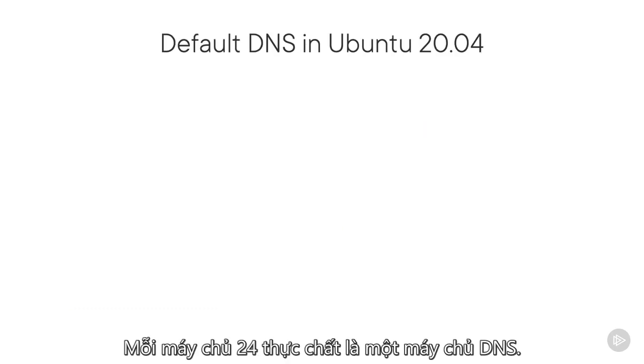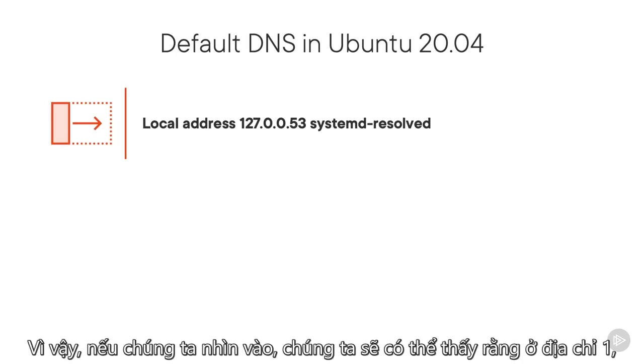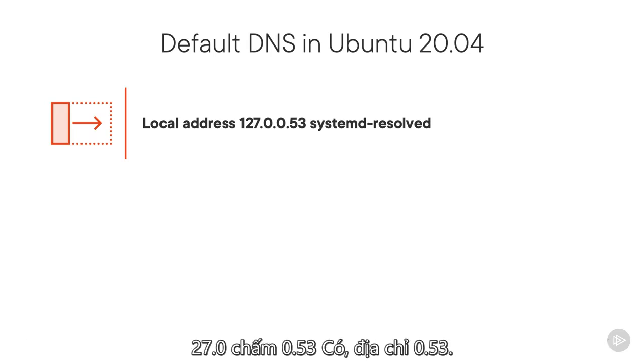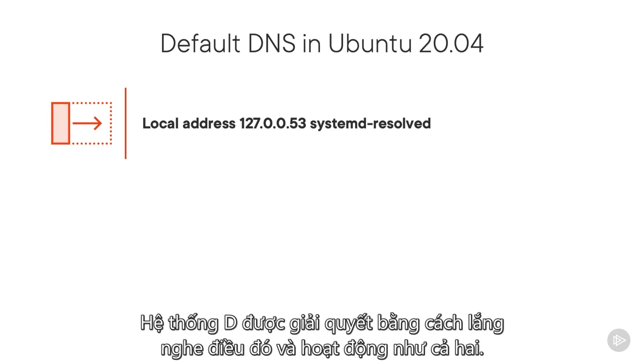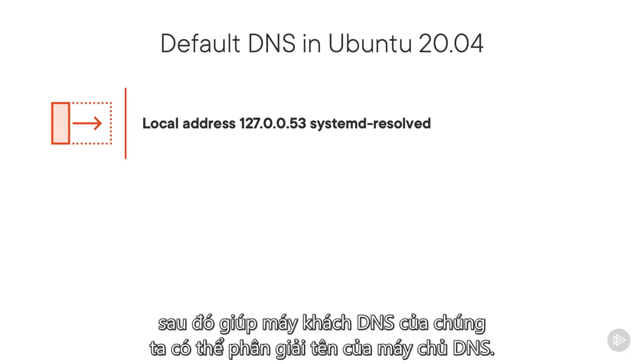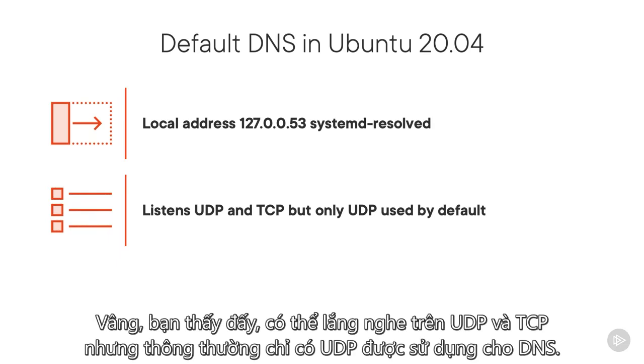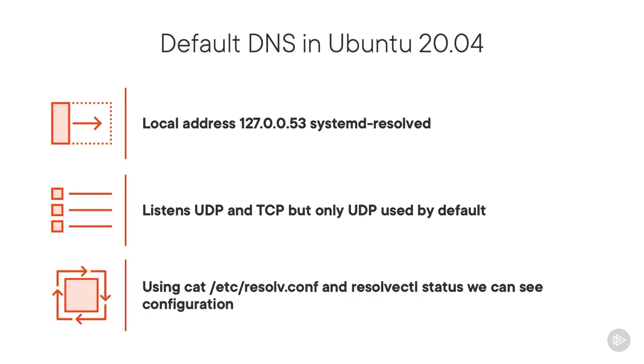Every Ubuntu 2004 server is in fact a DNS server, so if we take a look, we'll be able to see that on the IP address 127.0.0.53, yes, the IP address .53, it will also be listening on port 53. It's the systemd-resolved that is listening on that. And that acts as both a DNS server, but also manages our resolve configuration, which then helps our DNS client be able to resolve names of DNS servers. We'll see this listening on UDP and TCP, but usually only UDP is used for DNS.